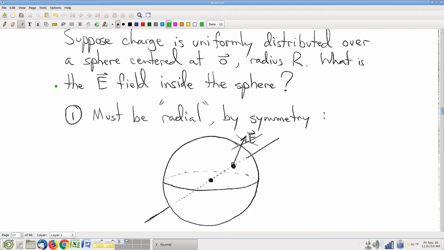So here's the problem. Suppose you have a sphere that has charge uniformly distributed over the surface of the sphere. So it's like you have a metal sphere maybe, right? And it's got charged particles in it, and they're uniformly distributed, which of course they would be. Charged particles tend to repel each other, so they distribute uniformly. Okay, so uniform distribution of charge.